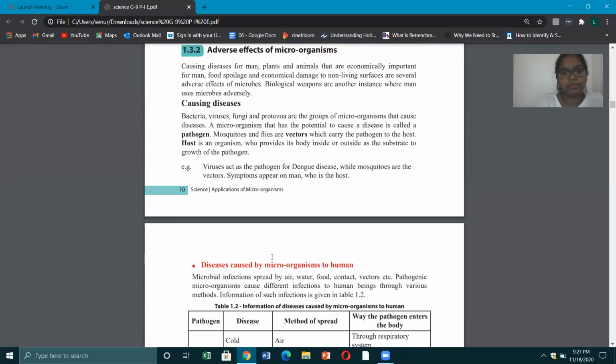Causing diseases. Bacteria, viruses, fungi and protozoa cause diseases. The microorganism that has the potential of causing a disease is called a pathogen. It's not a talent, but let's say it has the potential of causing a disease. The one who causes the disease is the pathogen.